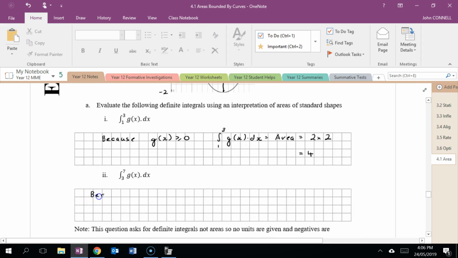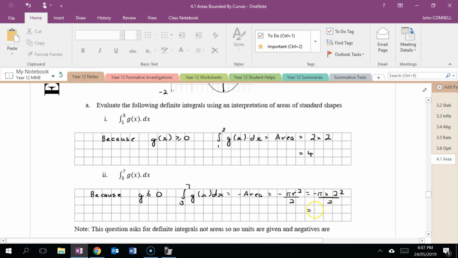So we can say because, now in this case the function is less than 0, so the integral from 3 to 7 of g of x dx is equal to the negative of the area, which is equal to negative pi r squared on 2. So it's negative pi times 2 squared on 2.